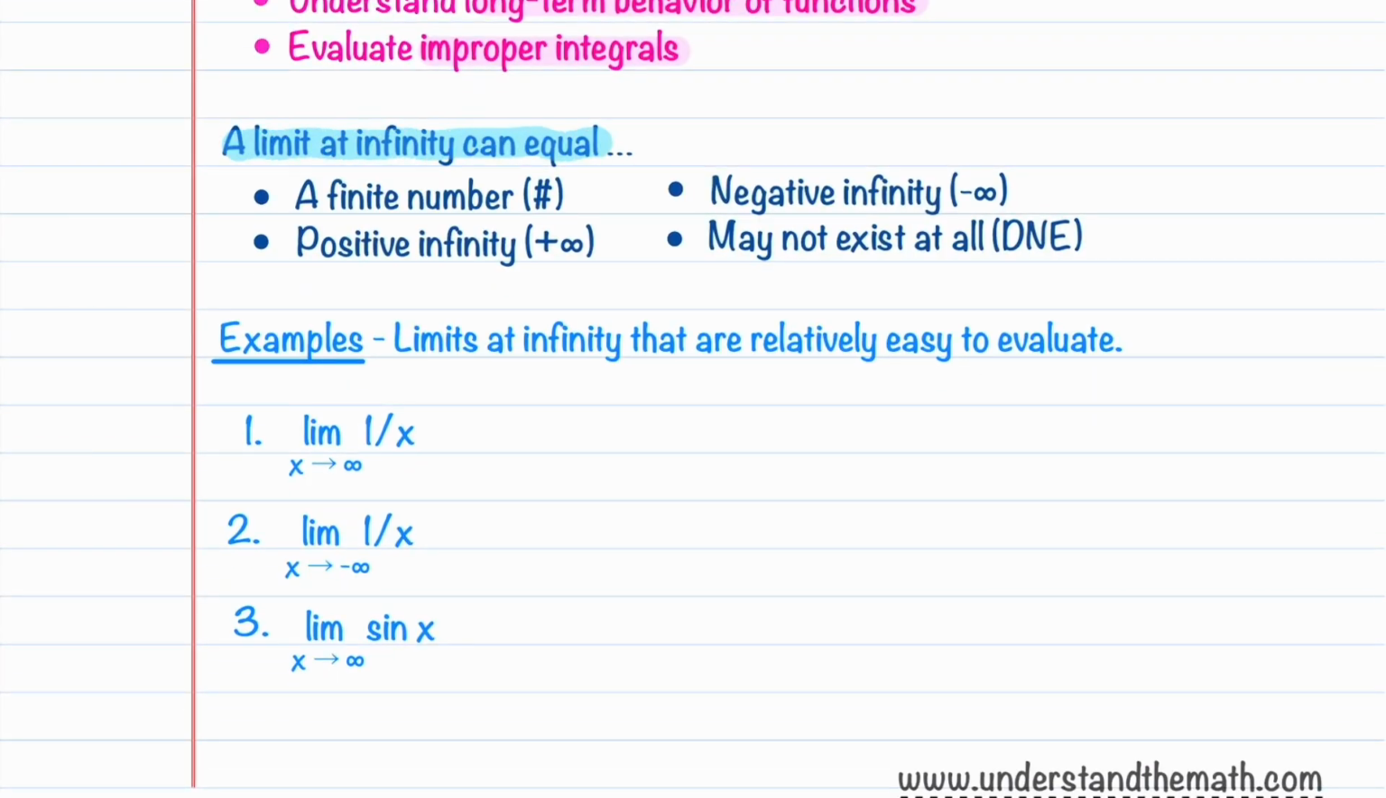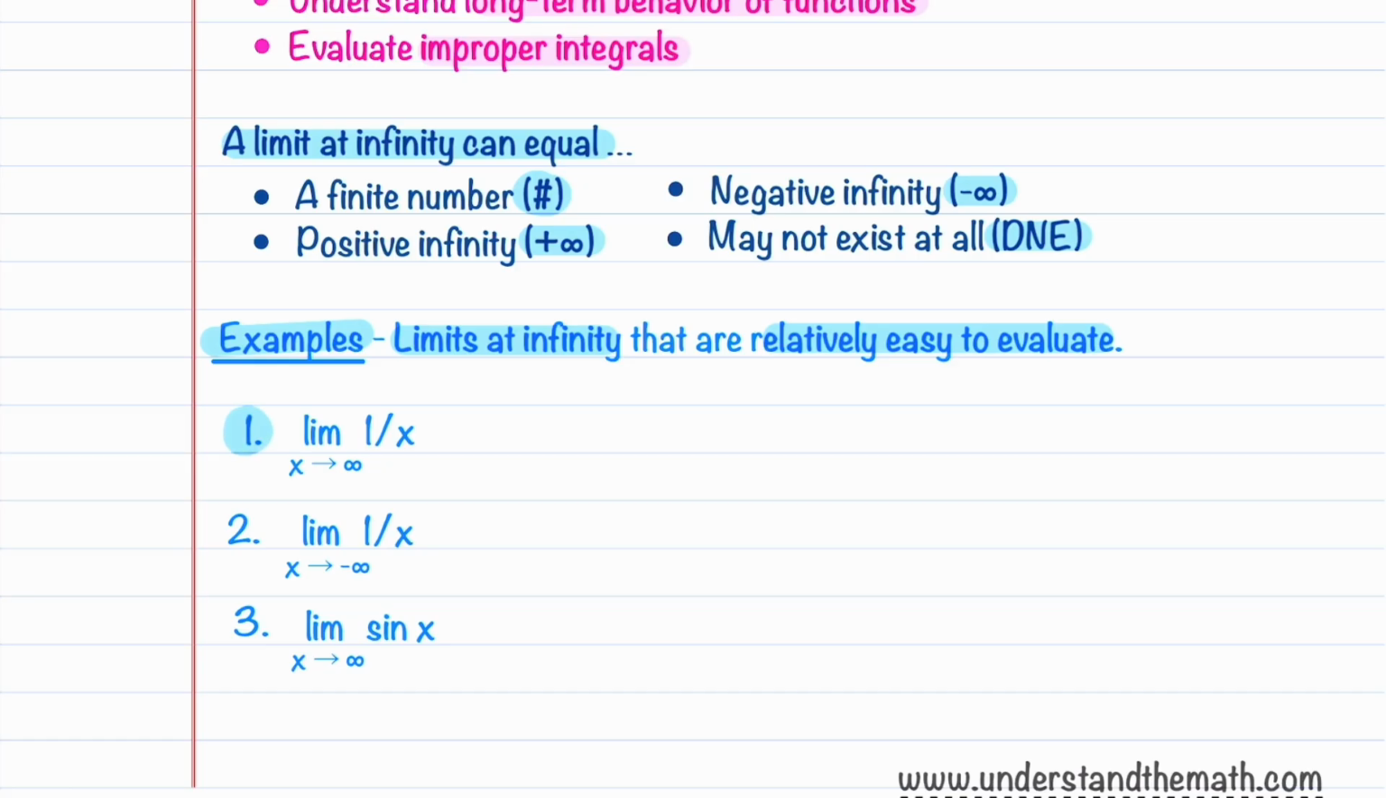Limits at infinity can equal a finite number, such as 2, positive infinity, negative infinity, or they might not exist at all, in which case we say that they do not exist and abbreviate it as DNE. The examples that we're going to go over first are limits at infinity that are relatively easy to evaluate. Let's look at our first example.